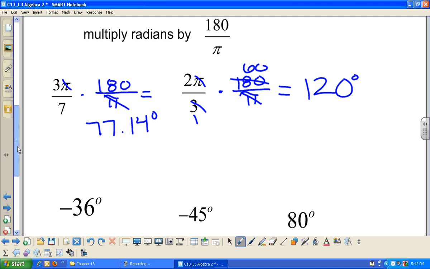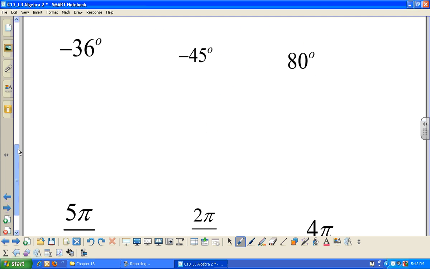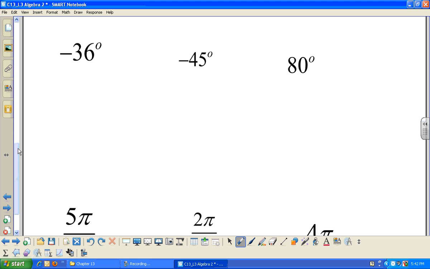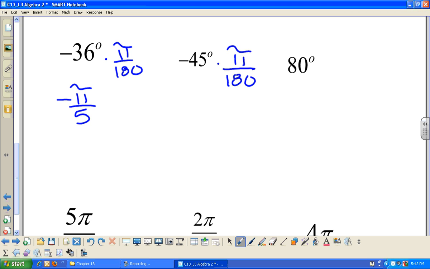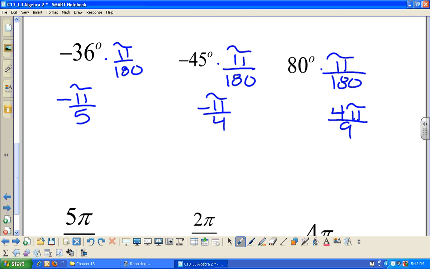The next problems, try to do them by yourself and then compare them with my answers. Negative 36, I'm going to multiply by pi over 180, and I'll get negative pi over 5 once I reduce. Negative 45, I multiply by pi over 180, I get negative pi over 4 once I reduce. And 80 degrees, I multiply by pi over 180, I get 4 pi over 9. You should always reduce when possible.